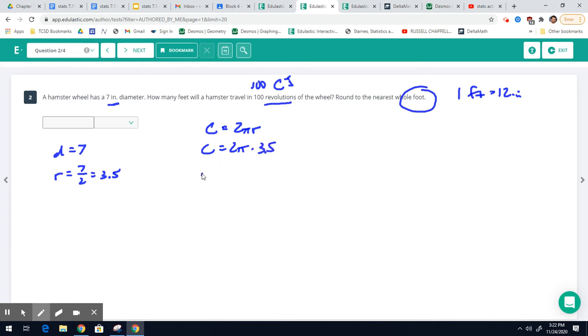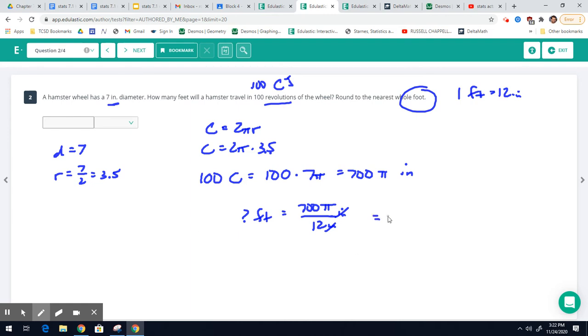So I want 100 of them. So 100 circumferences is going to be 100 times 2 times 3.5 is 7 pi. So this is going to be 700 pi, okay? And that's going to be in inches. Well, if 1 foot is 12 inches, then how many feet are 700 pi inches? So to find how many feet, you're going to take the 700 pi and divide by the 12 inches, right? Take 700 pi inches, divide by 12 inches, and that'll give you how many feet.